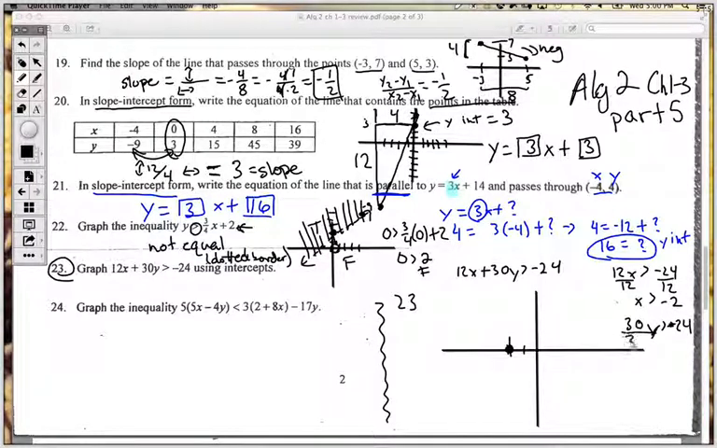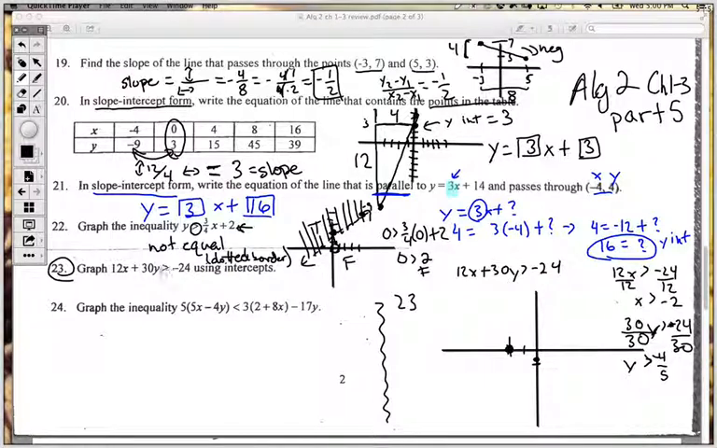But if I divide both sides by 30, let's see how close we can get. Looks like y is greater than negative 24 over 30. Well, both of those are divisible by 6, which would be 4 over 5. And it's negative, negative 4 over 5. So that's actually going to be, let's say here's 1, it'll be right about there.